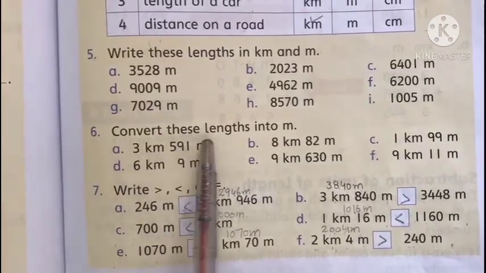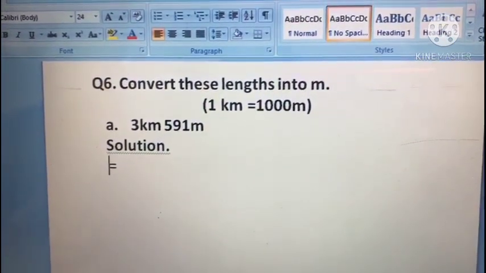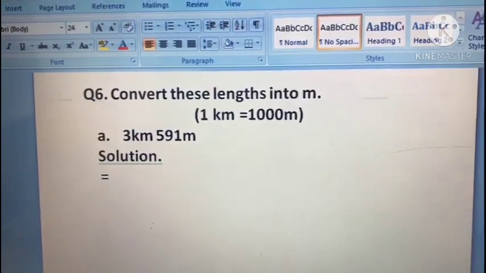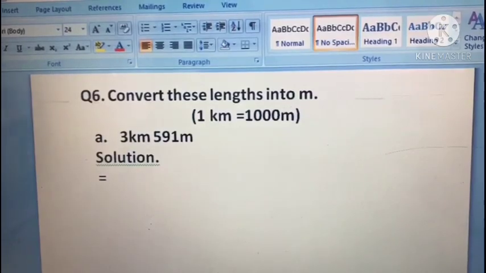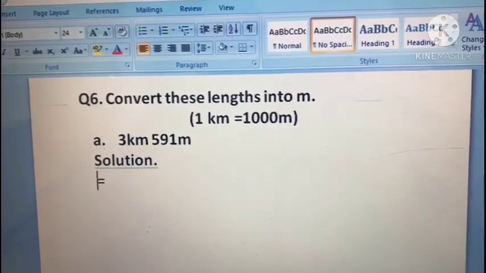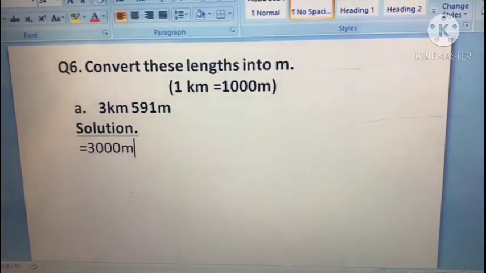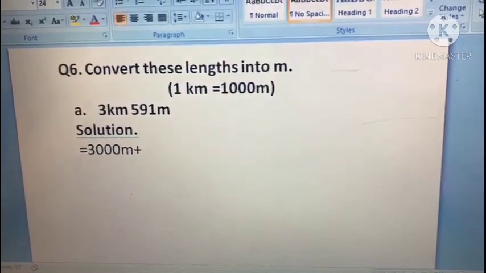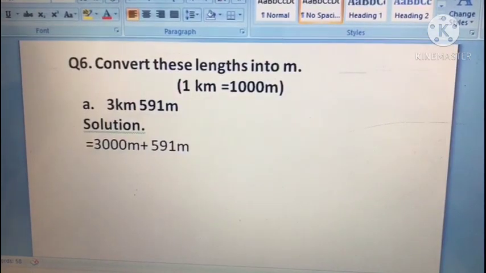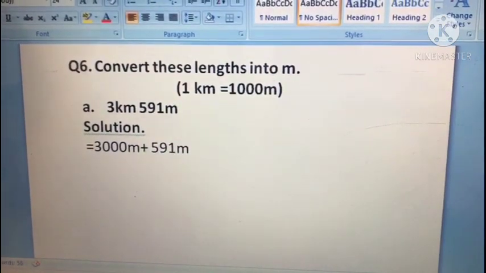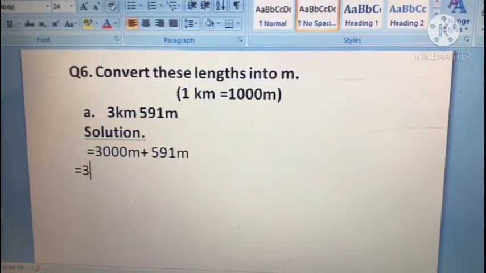Question number 6, convert these lengths into meters. Part A, 3 kilometers 591 meters. Now we are going to convert it into meters. As we already know that 1 kilometer is equal to 1000 meters, 3 kilometers will be equal to 3000 meters plus 591 meters. By adding 3000 meters and 591 meters, it will be equal to 3591 meters.